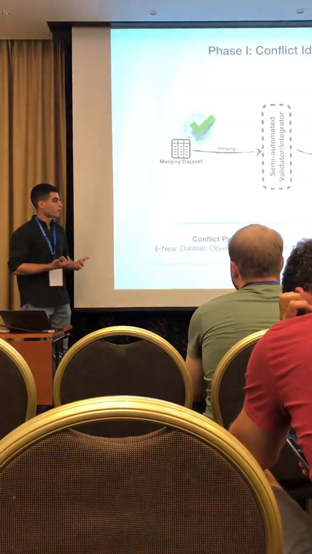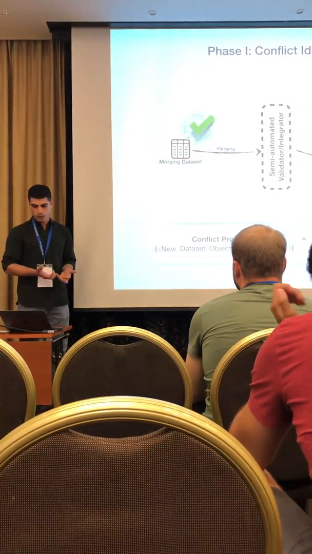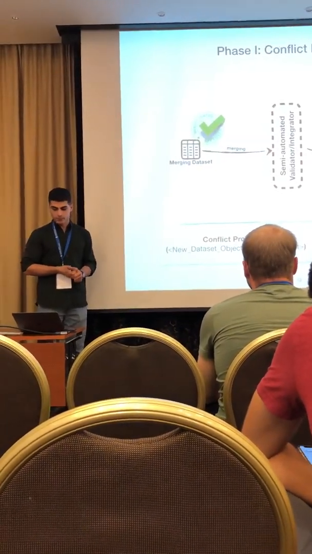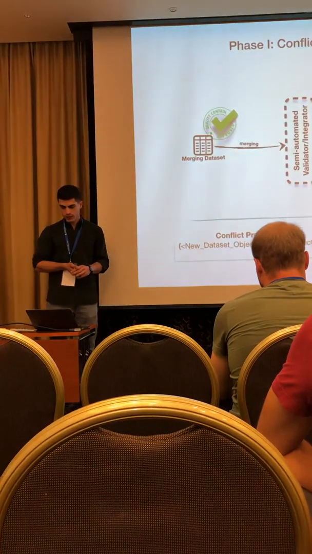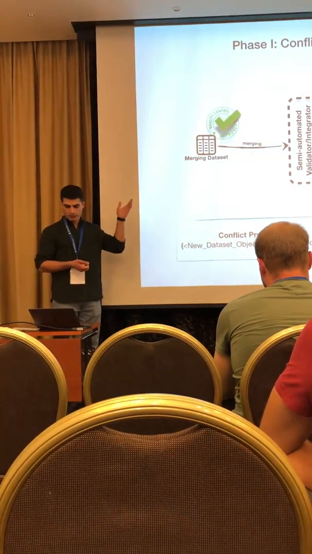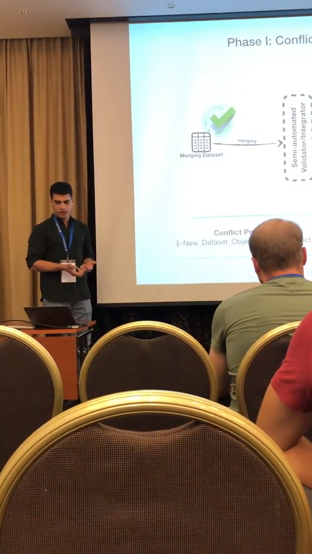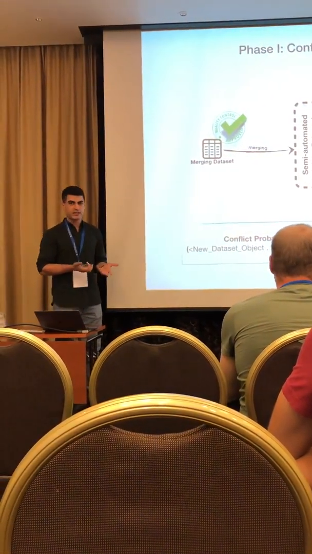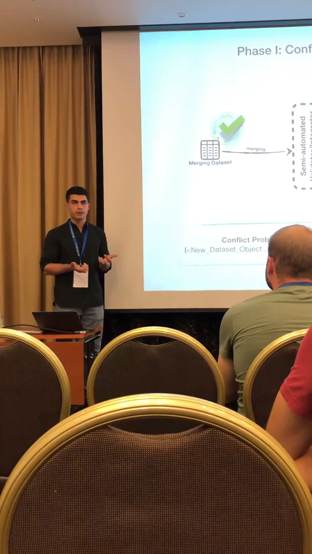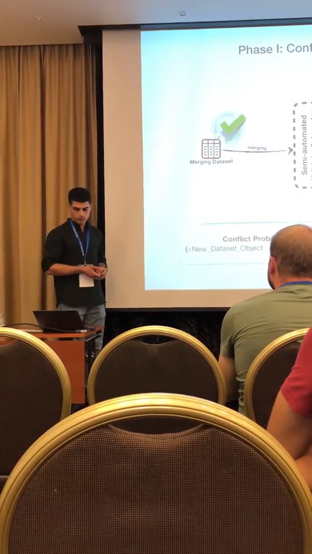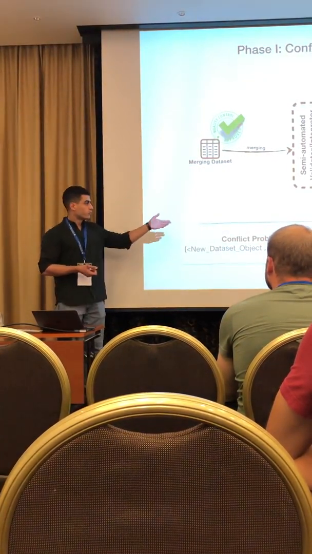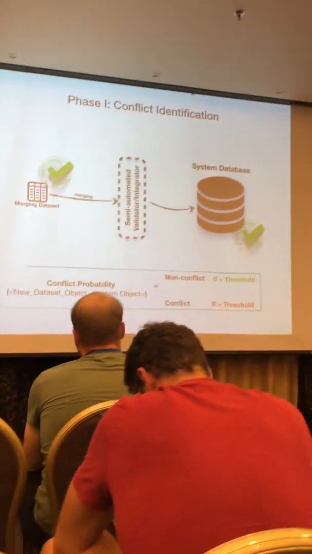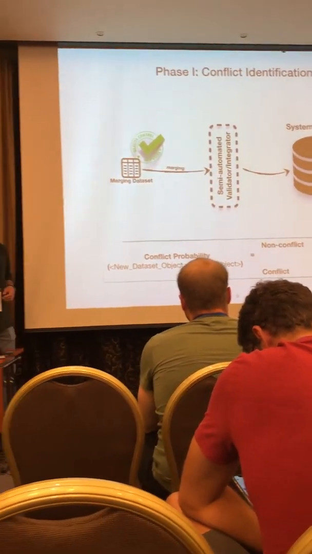Therefore, now the goal is to find the most probable conflicting objects in the system for each object in the merging datasets. Therefore, in the conflicts identification phase, we define a conflicts probability function, which indicates the conflict's likelihood for a pair of objects based on their similarity. Finally, we put a threshold on the probability value to separate the conflicting objects from non-conflicting objects.